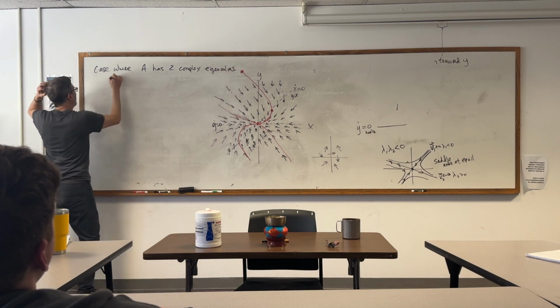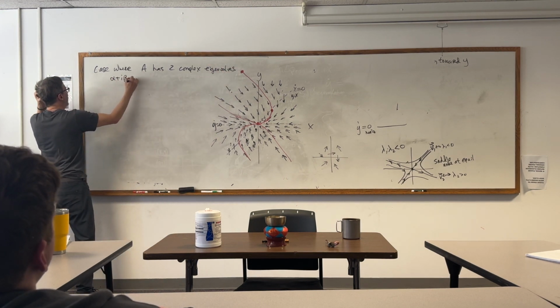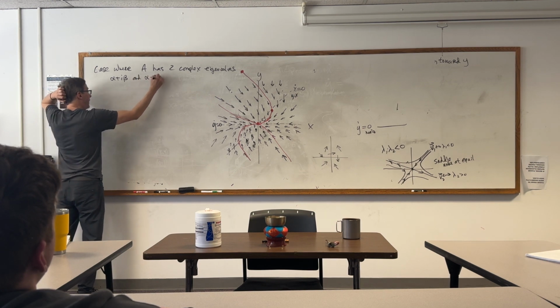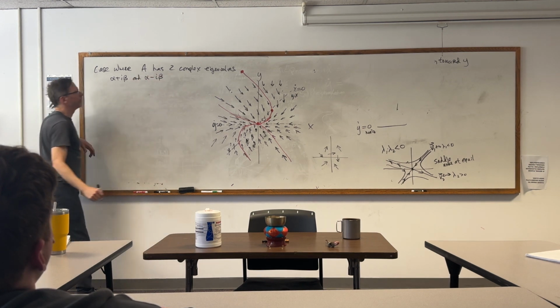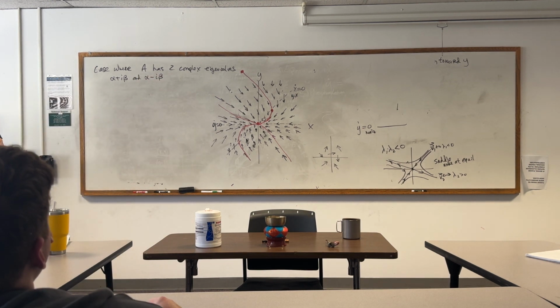And let's call them alpha plus i beta and alpha minus i beta. Now some of you have had complex analysis, some of you are in modern geometry, and all we do is talk about i in there.